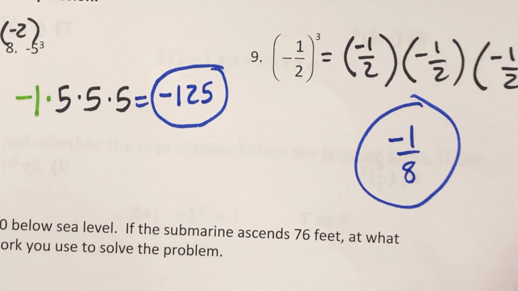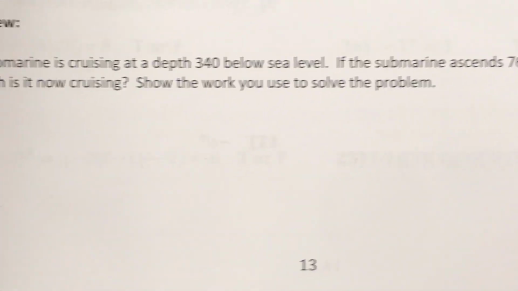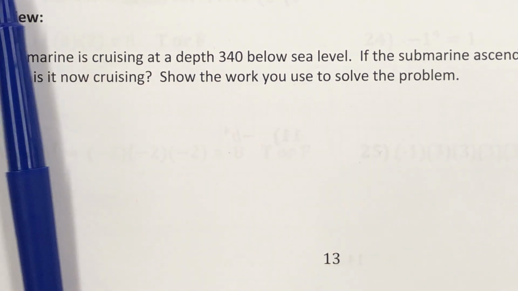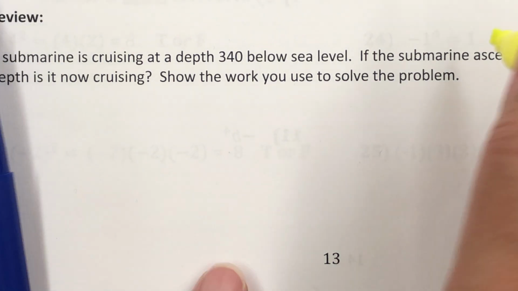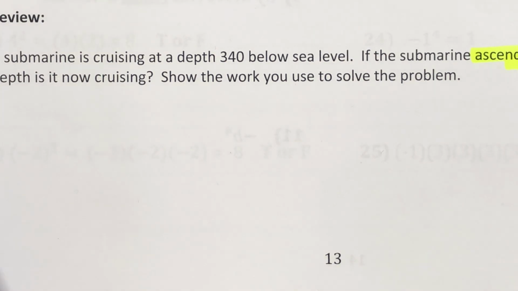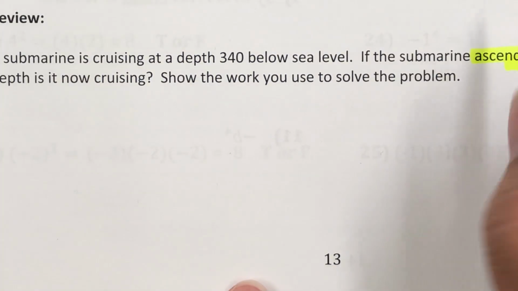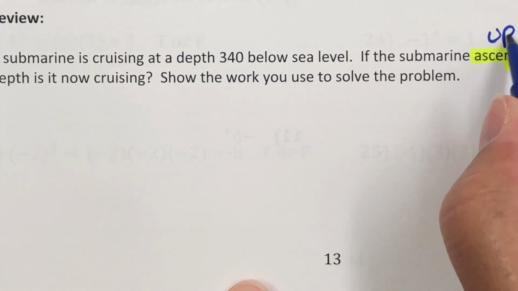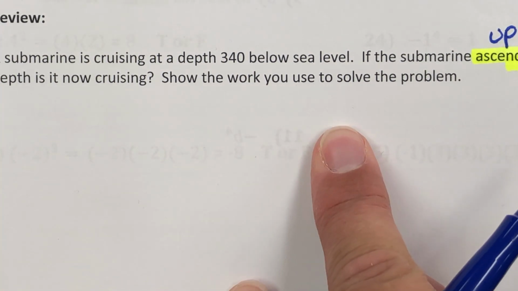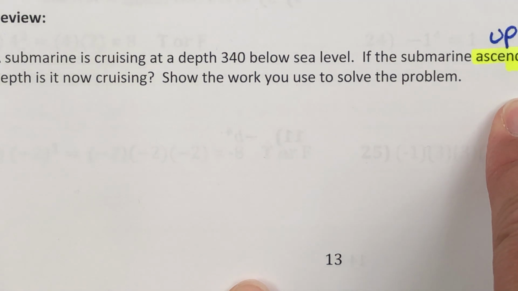Okay, this is a review problem, a review word problem. A submarine is cruising at a depth of 340 feet below sea level. If the submarine ascends, which means goes up, so that is adding. So if I'm ascending, that means I'm going to go up plus 76. What is the depth it's cruising at now? Solve and show your work.